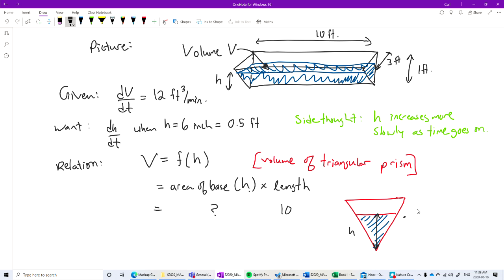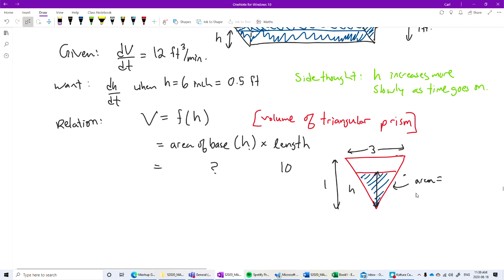And what else do I know? I know that it's 3 across the top and it's 1 foot this way. So what is the area of this blue triangle? Well, for a triangle, the formula would be base times height divided by 2.